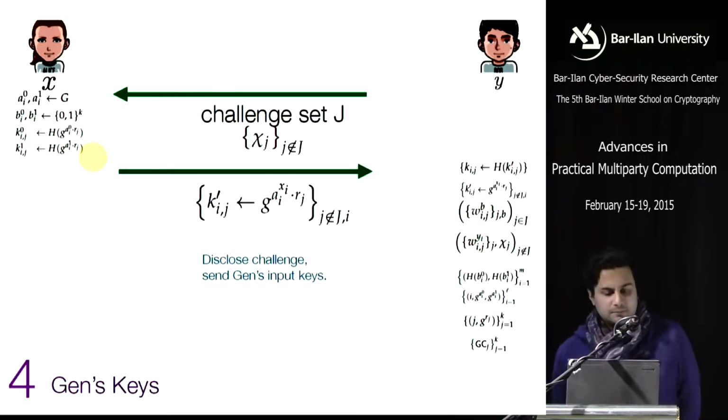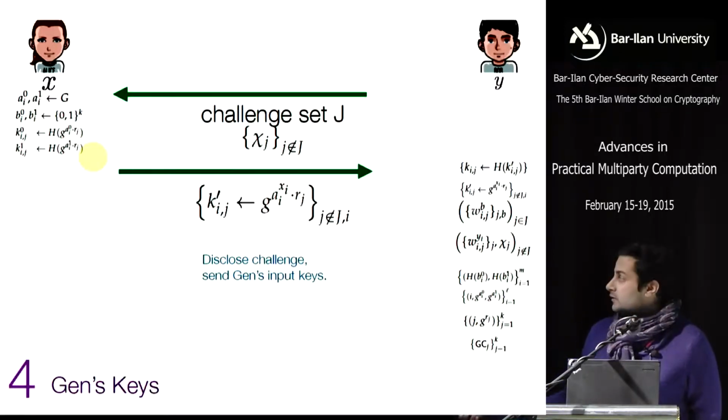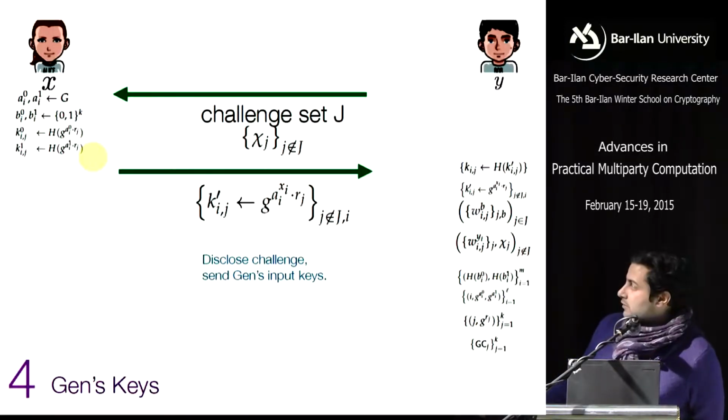Okay. Now, Bob is going to send over his challenge set. In particular, he's going to say, J is my challenge set, and the Chi-Js, the things that are not in my challenge set, are the things that I'm actually going to evaluate. So he's giving a witness for all the things that he's going to evaluate. And then Alice is going to send over, for each of the circuits that will be evaluated, this quantity right here, which, if you recall, is what Alice uses to pick her input wire for that key.